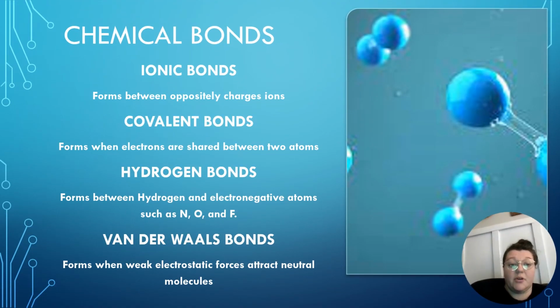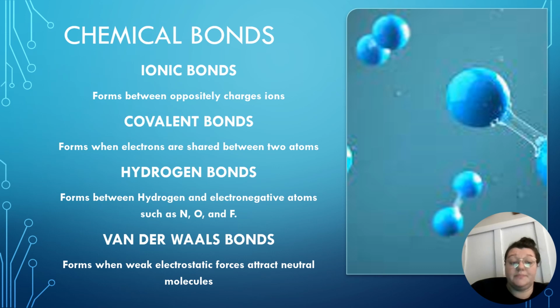Next, we'll talk about different chemical bonds. There are several. They all form in different ways. So, an ionic bond is a bond that actually forms between oppositely charged ions. So you have to have a positive and a negative, or polar and a nonpolar, for this to form.